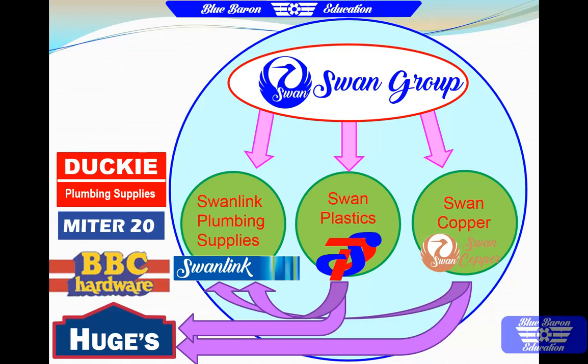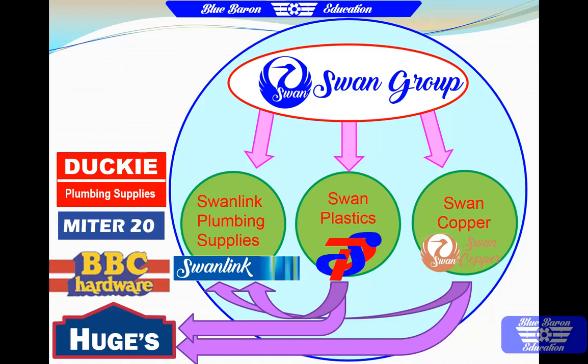However, those sales that have gone from Swan Copper and Swan Plastic to Swan Plumbing Supplies have been made with a profit. They've built a plastic downpipe at $4, they've sold it to Swanlink for $5. We need to pull that out because we can't recognise a profit that we've made within our own group. When we're talking about the consolidated entity, we're talking as if it was basically one company.